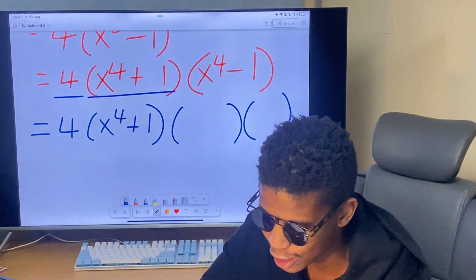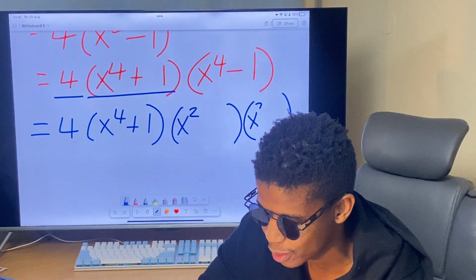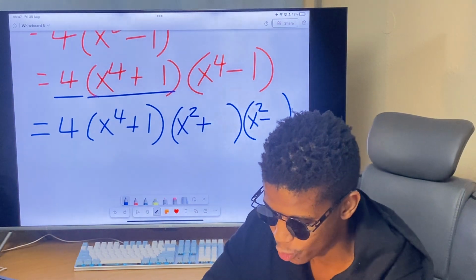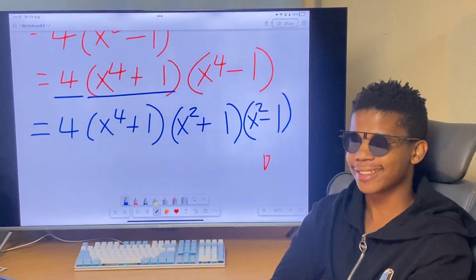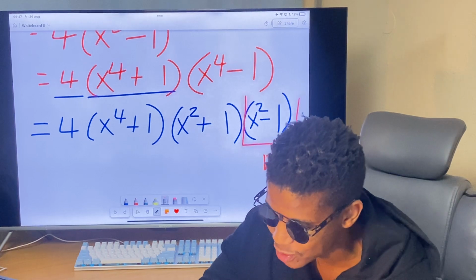We can all agree that x to the power 4 is going to break into x to the power 2 and x to the power 2. Like the guru, start with a plus and put the minus there. Then 1 breaks into 1 times 1. Are we done? No, we're not, right? Because we still have another difference of two squares.